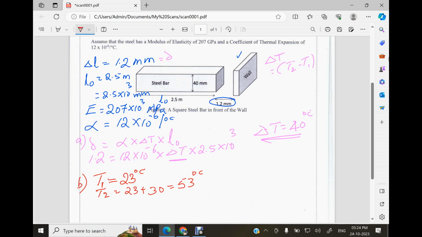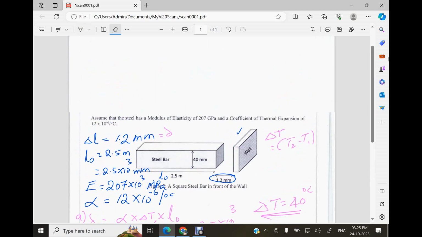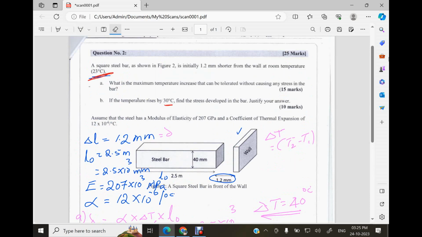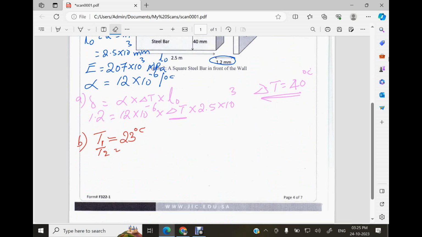Because he is increasing, sorry, I made a mistake. If the temperature rises to 55 degrees Celsius, sorry, one minute. Let me just remove this. I think I just didn't see it correctly. Let me go back to the problem and check. If the temperature rises by 30 degrees Celsius, find the stress developed in the bar. So he is raising the temperature by how much? 30 degrees Celsius. Yes, what I had written was right. The temperature is rising by 30 degrees.